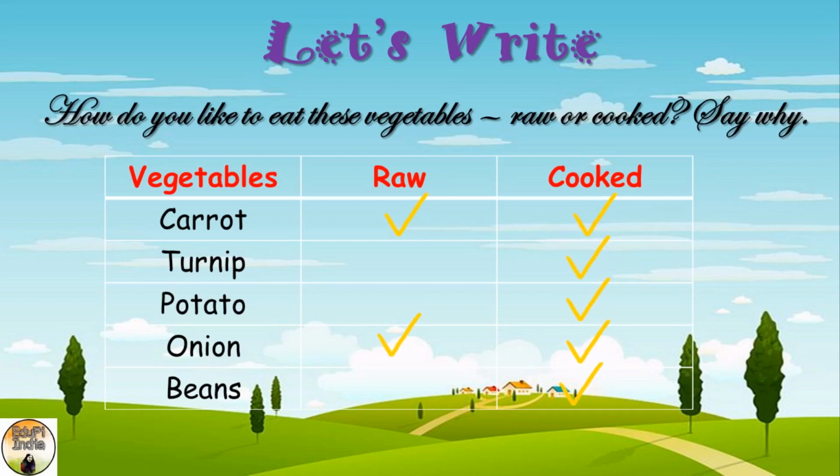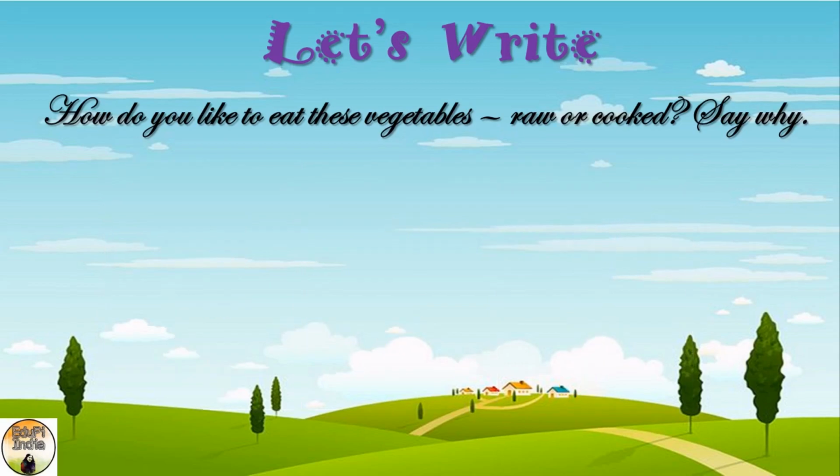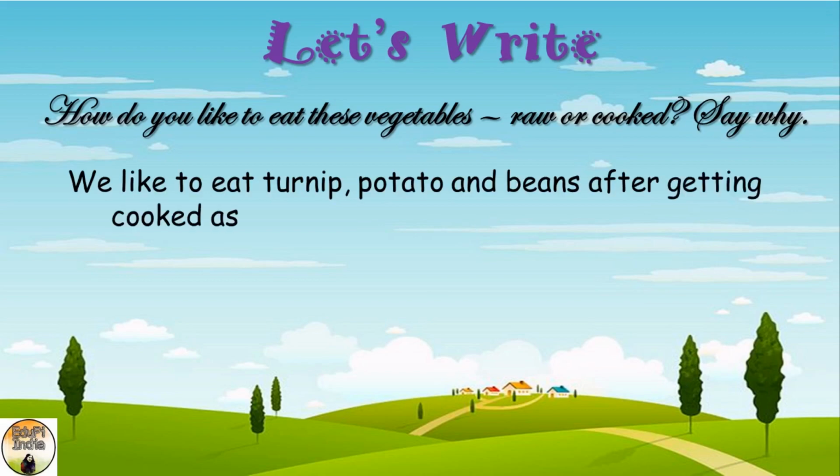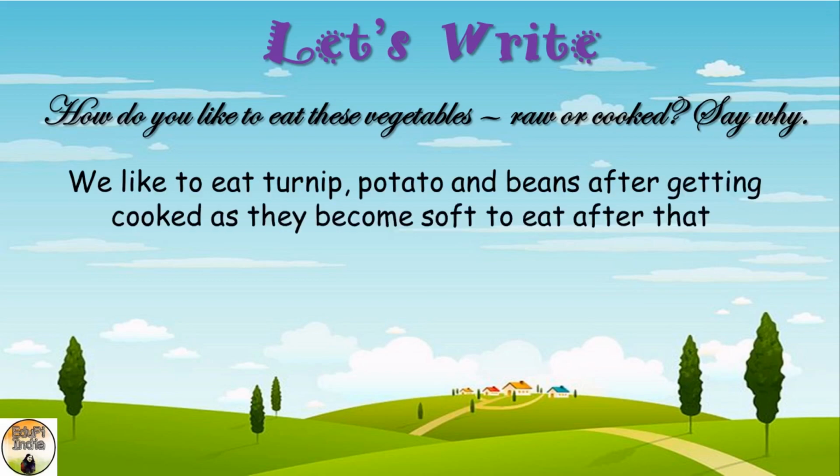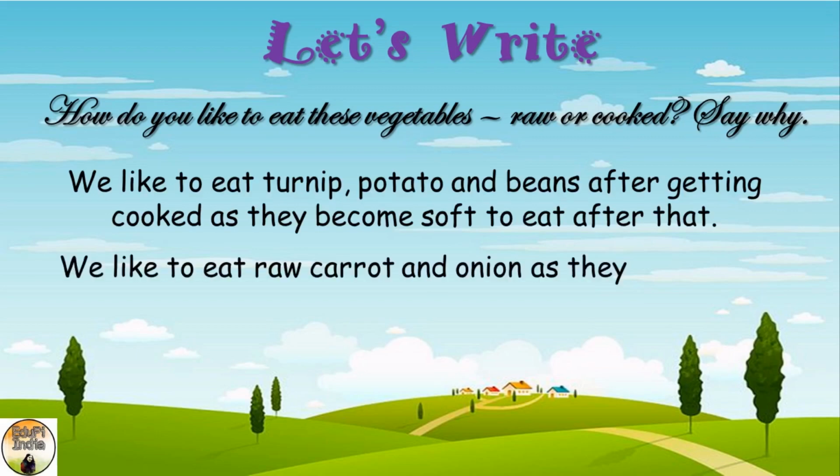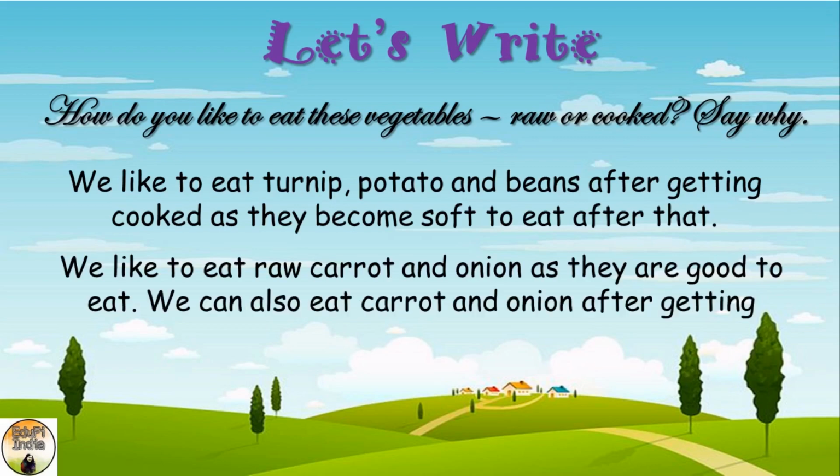Now, let's see the reason. We like to eat turnip, potato and beans after getting cooked as they become soft to eat after that. We like to eat raw carrot and onion as they are good to eat. We can also eat carrot and onion after getting cooked.